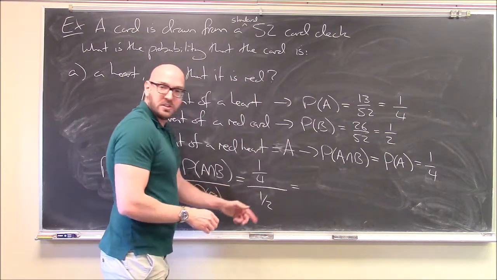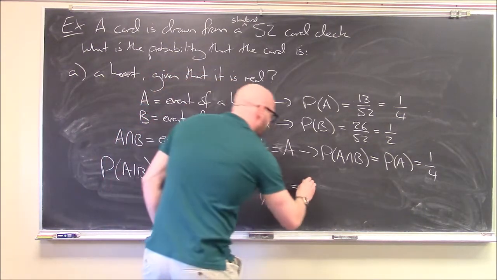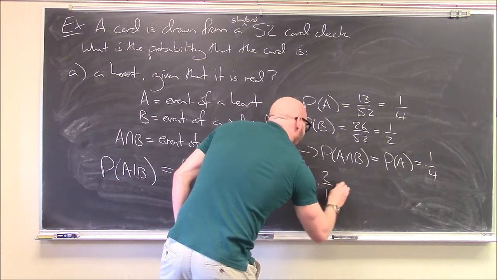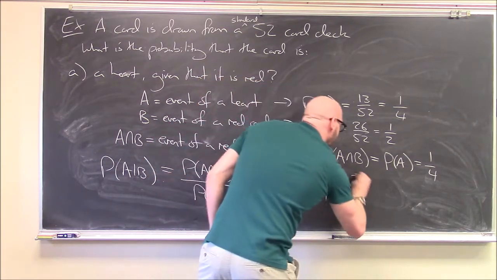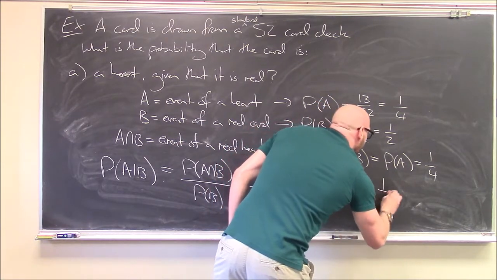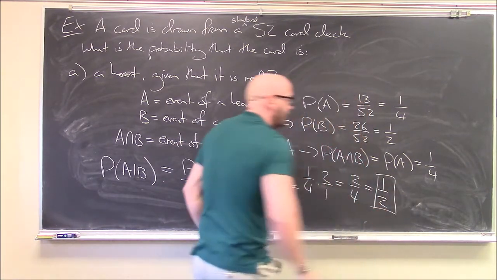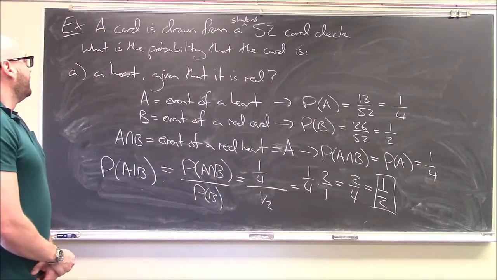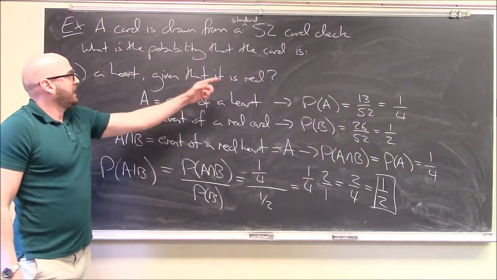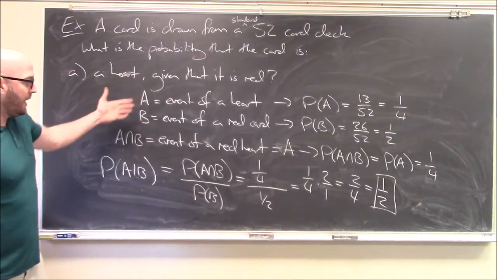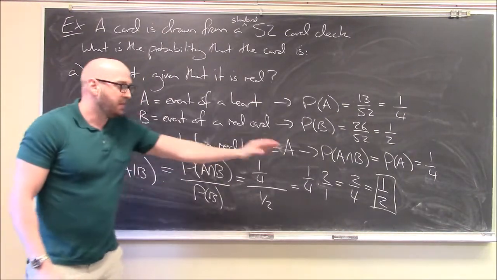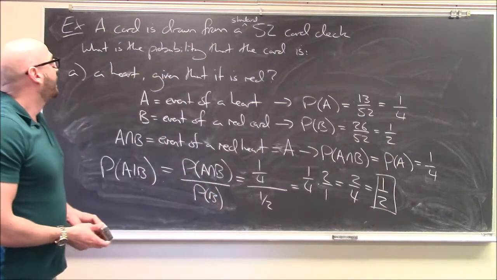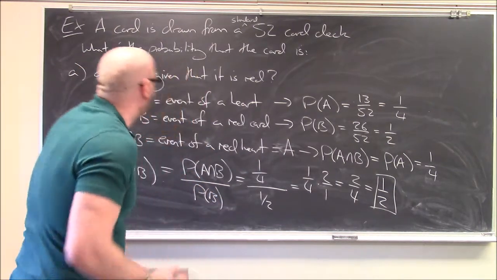How do we divide fractions? We flip the bottom and multiply, right? So this is 1/4 times 2 over 1, which is 2/4, or as we already said, intuitively, the answer should be 1/2. Right, so if I've drawn a red card, exactly half of them are hearts, so I would expect the probability of A given B to be exactly 1/2, which we found using our formula. So let's do a slightly different example.